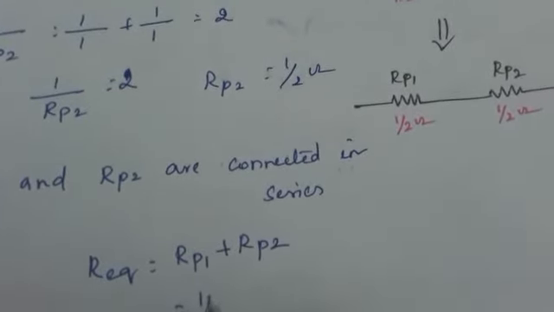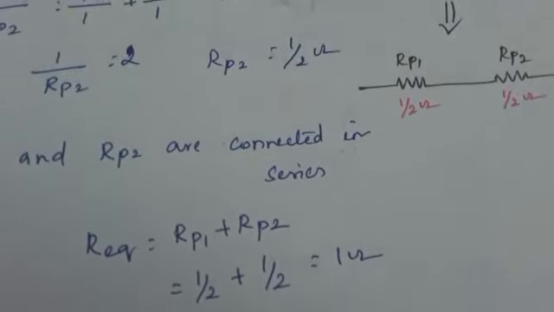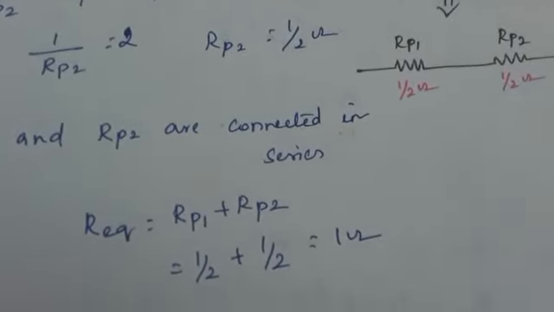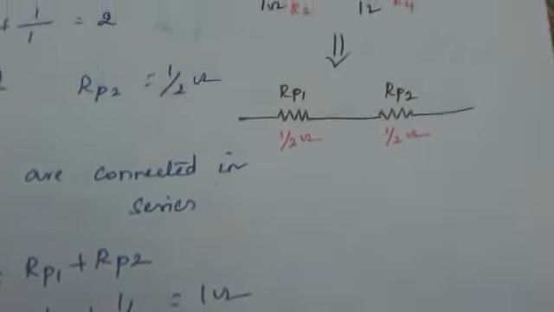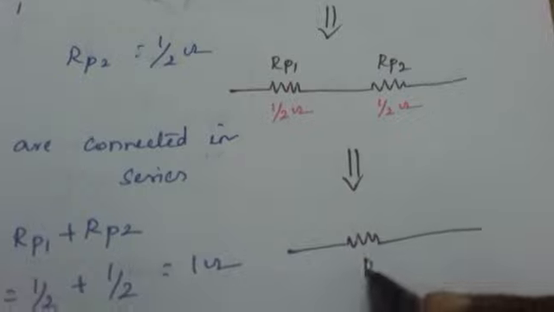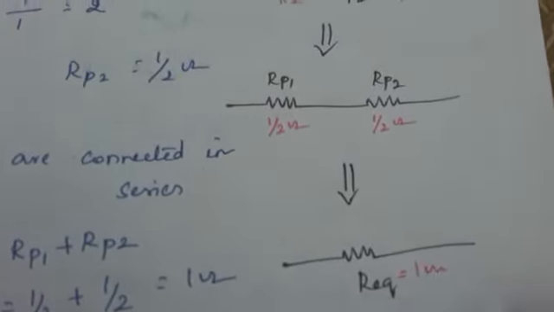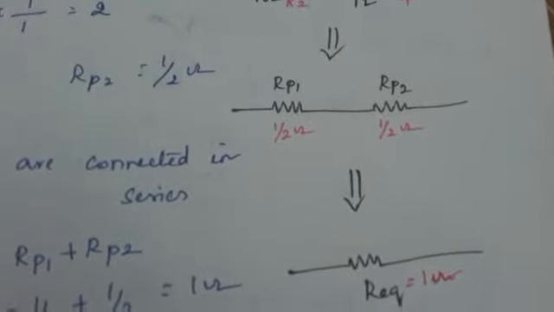So what is 1 by 2 plus 1 by 2? That is nothing but what? 1 ohm. So your R equivalent resistance is equal to 1 ohm. So we can draw the equivalent diagram as what? Here only one resistance, that is your R equivalent, which is having what? 1 ohm.